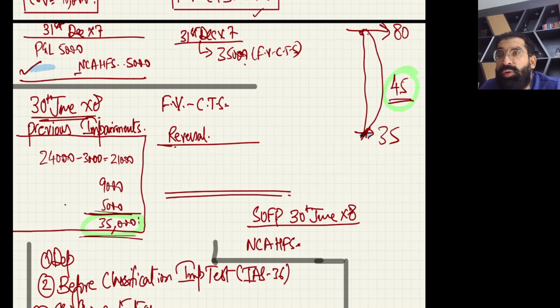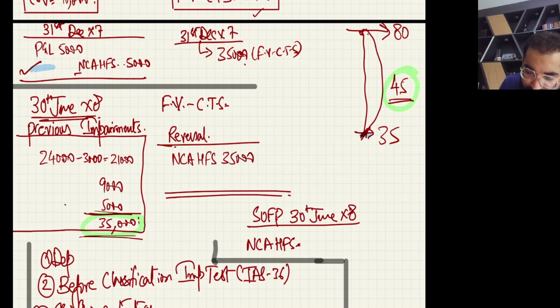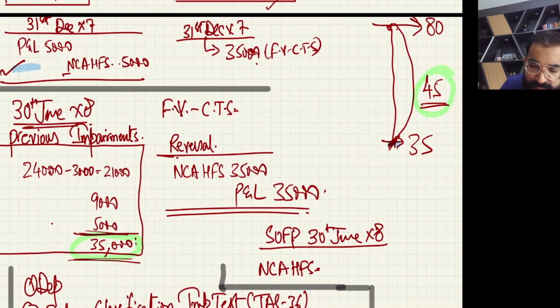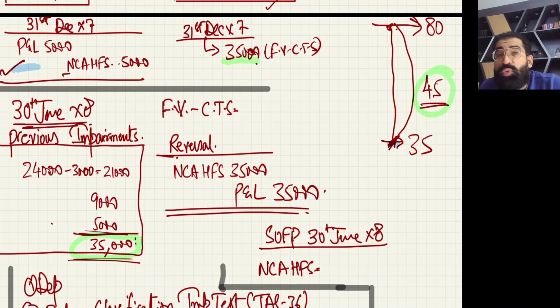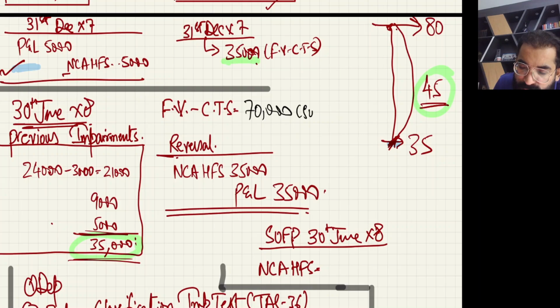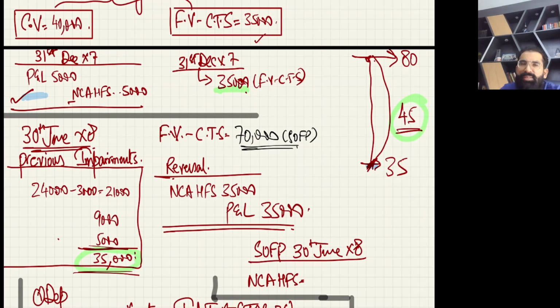35 and 45, what is the lower amount? Because maximum you can do 35, not more than 35. So you will book NCAHFS debit 35 and P&L credit 35. Now my dear student, before this we were at 35,000 at 31st December X7. Now we increased further by 35. So at 30th June X8 in the SOFP, we will report this asset for 70,000.